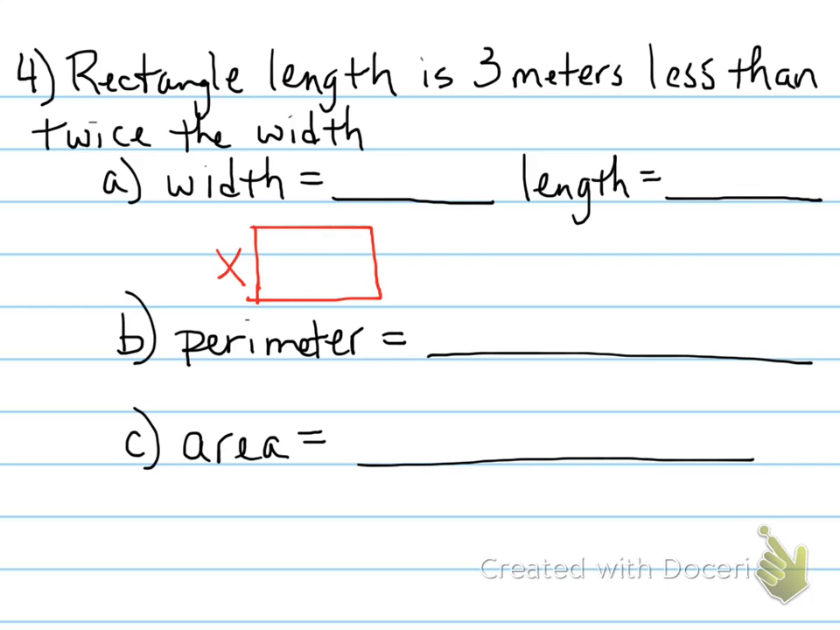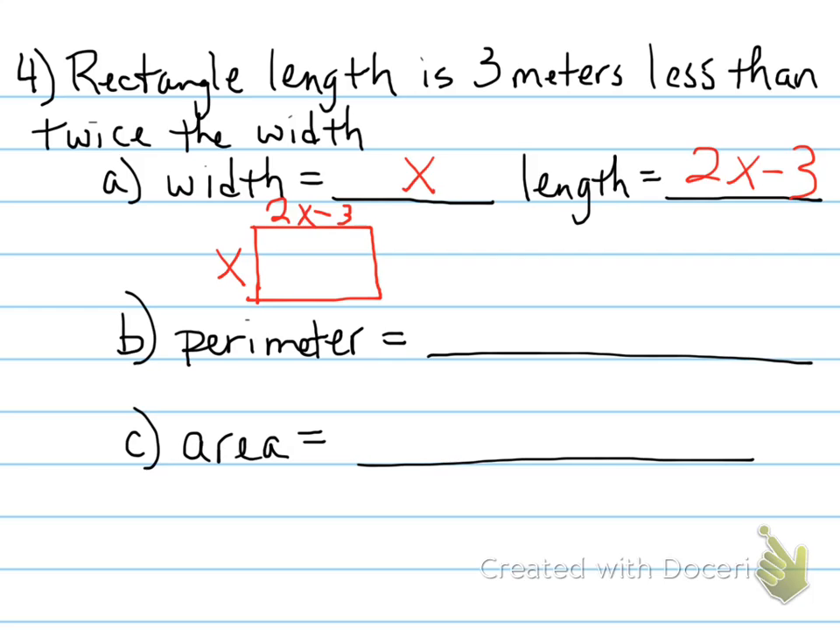Well, it says the length is, meaning the length is equal to 3 meters less, means I need to subtract 3 from twice the width. Well, my width is x, then twice it is 2x. So width would be x, length would be 2x minus 3.